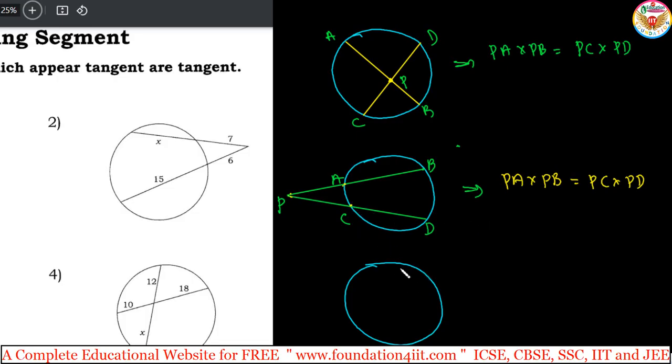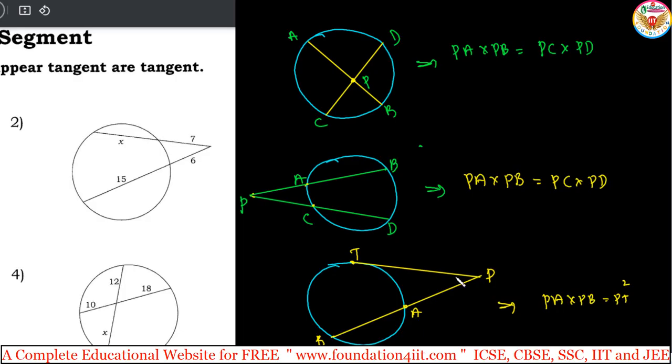Next one, tangent and chord you can take. Okay, this is a tangent and one secant intersecting. So this is TP, and let the secant points be A and B. In this case, PA into PB is equal to PT square. These three properties will apply to solve the basic questions.